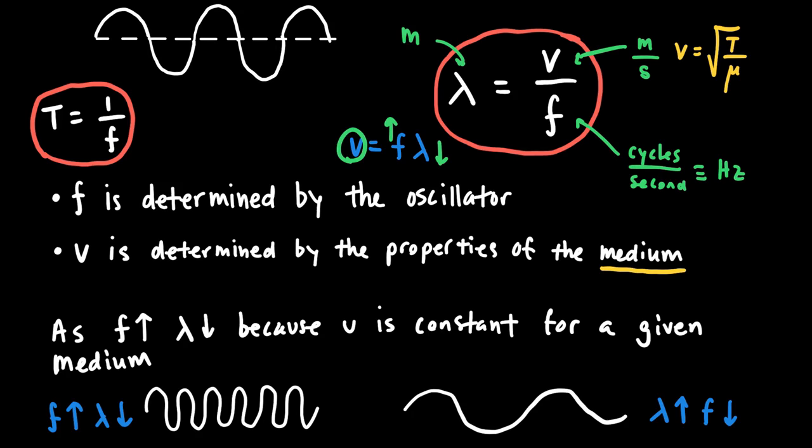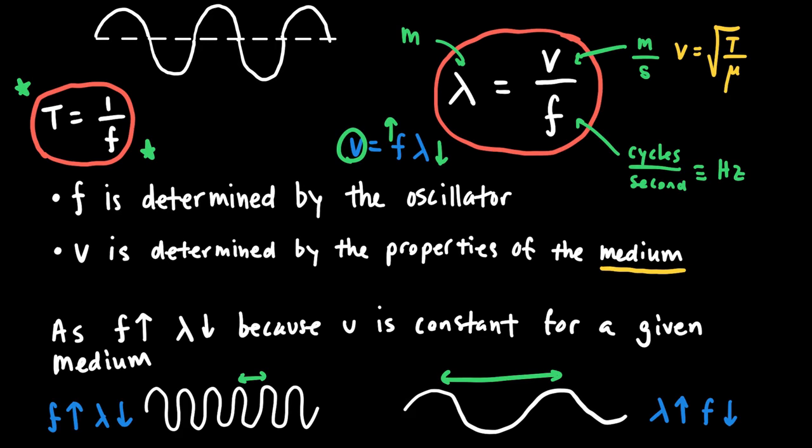Right? So at the bottom I have a wave with a high frequency and a low wavelength, a short wavelength. And on the right I have a wave that has a long wavelength but a low frequency. And therefore we are to conclude that the period and the frequency are inversely related. Because if the frequency goes up, like on the left-hand side, then the amount of time per cycle of the wave is going down.